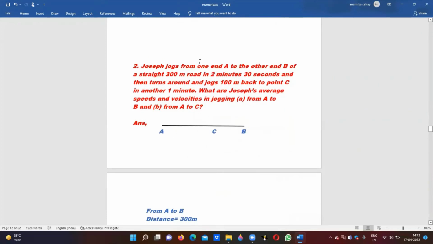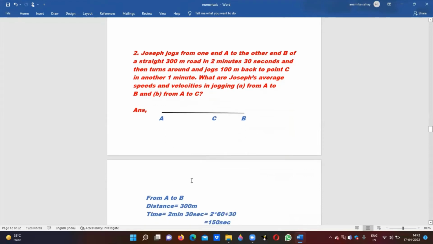Joseph jogs from one end A to the other end B of a straight 300 meter road in 2 minutes 30 seconds. From A to B, the distance is 300 meters, and then he turns around and jogs 100 meters back to the point C in another 1 minute. What are Joseph's average speed and velocity in jogging from A to B and then from A to C?